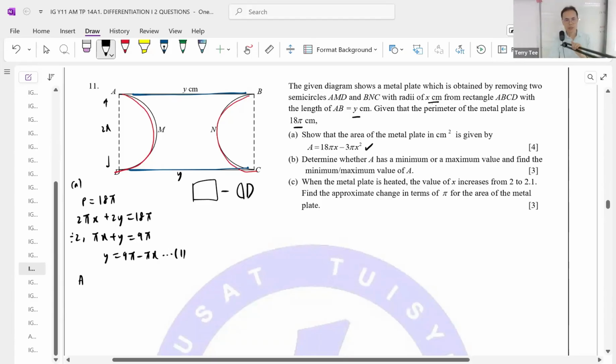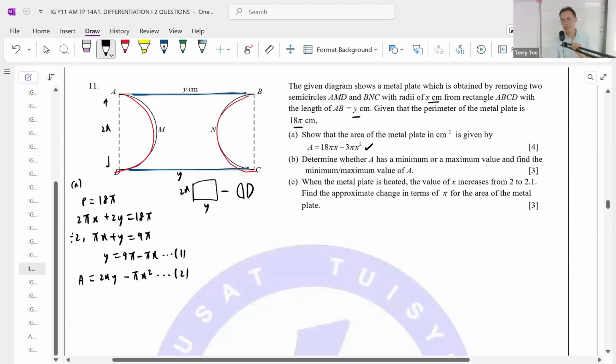So your area is 2y times x. Maybe I write 2x times y is better. Follow the order. 2x times y. 2x is the width, y is the length. You minus pi x squared.